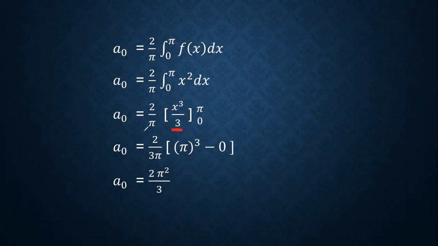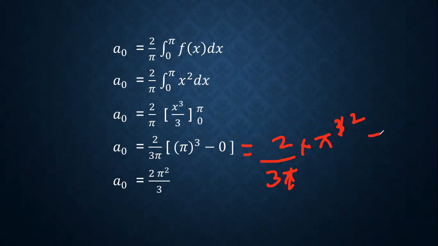So this 3 is a constant which can be kept outside. So 2 by 3 pi into, in place of x, we substitute the upper limit pi, so we get pi cube minus, now we substitute the lower limit in place of x, 0 cube. 0 cube is nothing but 0 only. So finally, a naught is equal to, if you simplify this, 2 by 3 pi into pi cube. Pi in the denominator and pi in the numerator, so one pi term gets cancelled and you get pi square. So finally 2 pi square by 3. So you got 2 pi square by 3. This is your a naught value.